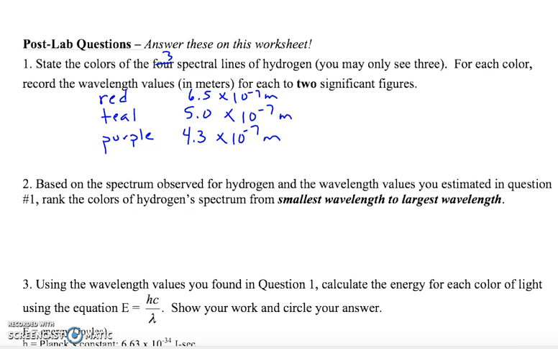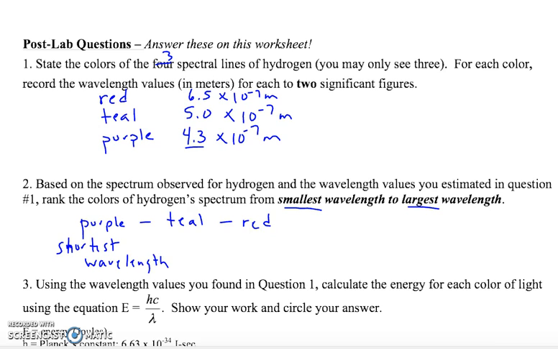Okay, now number 2: based on the spectrum observed for hydrogen and the wavelength values we just estimated, rank the colors of the hydrogen spectrum from smallest wavelength to the largest wavelength. The smallest wavelength would be the purple at 4.3, then teal at 5.0, and then red at 6.5. So purple had the shortest wavelength, to red having the longest wavelength.